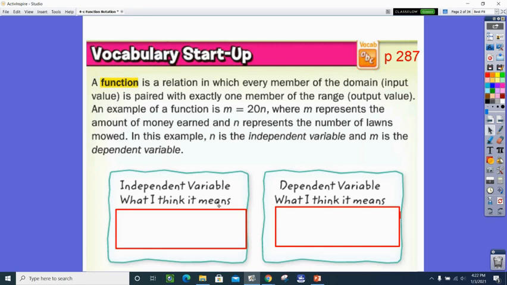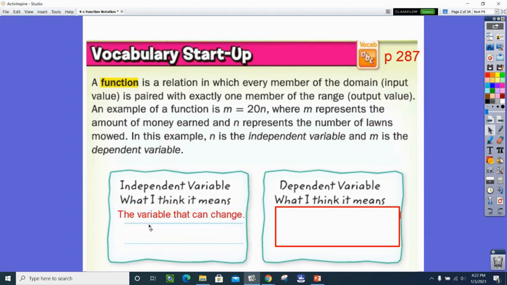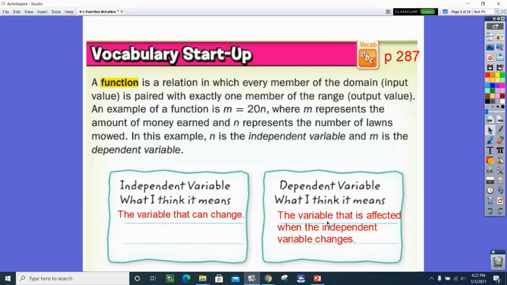So let's talk about what these two words mean. Now, we've heard them in science before. I mentioned them in the last video, but an independent variable is the variable that can change. Again, you pick it. Now, the dependent variable will be affected and will depend on what you pick. So it's the variable that is affected when that independent variable changes. So this guy's waiting for the math to happen, basically.